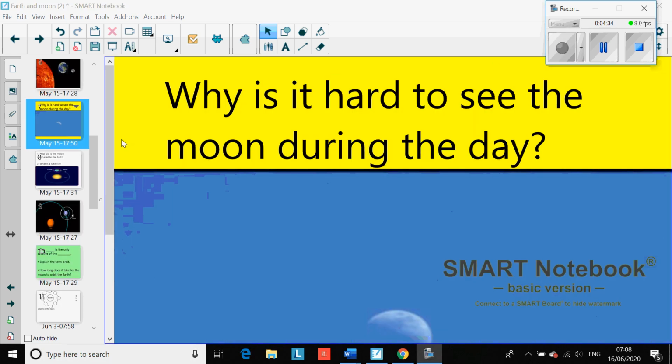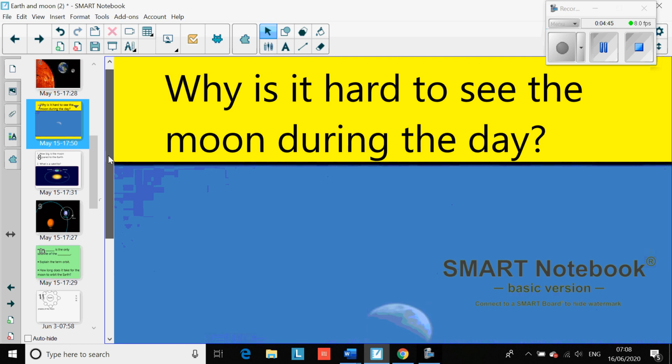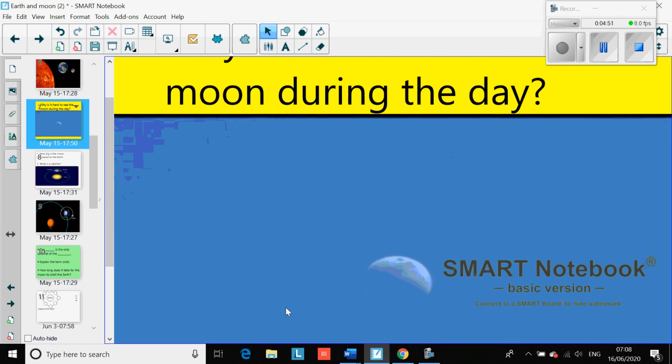Okay, welcome back. So sometimes we can see the moon during the day, but it's actually quite difficult to see. Why is that? Well, remember, the moon is non-luminous. It's not giving off its own light. It's reflecting light. So when we have a bright, clear blue sky, it's more difficult to actually see the moon.